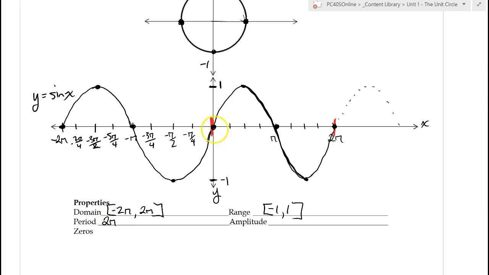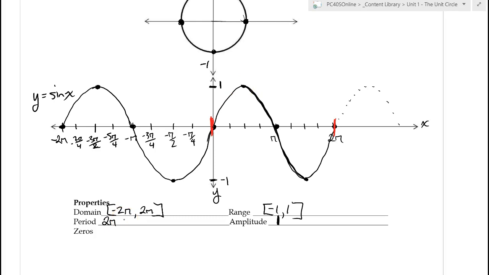The amplitude, again, that's the height from the midline, or my 0 in this case, because that's halfway between the maximum and minimum, to my maximum is 1. Now the amplitude is always positive, so that's what I would write. I always go to the maximum for that reason.